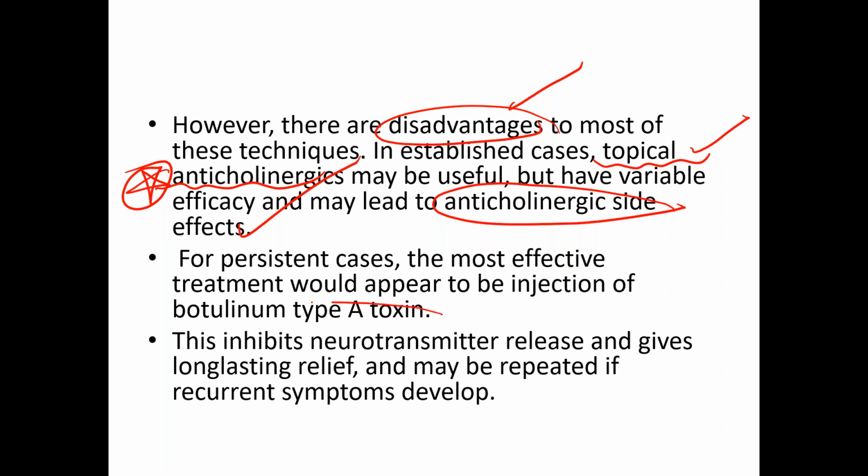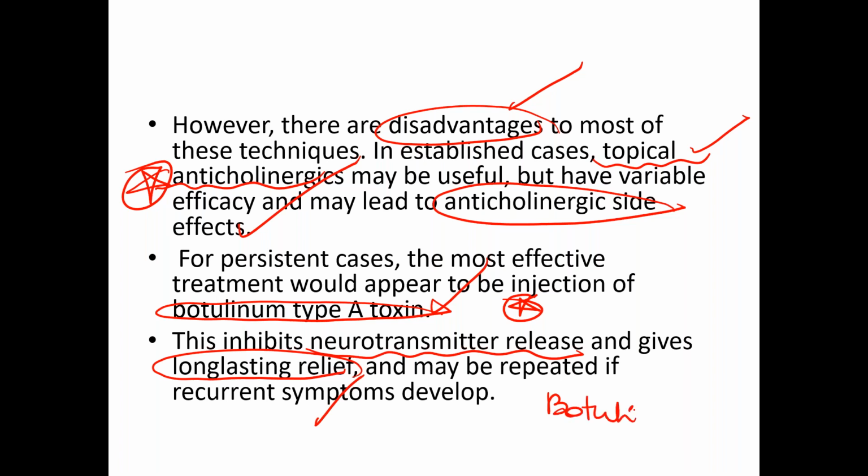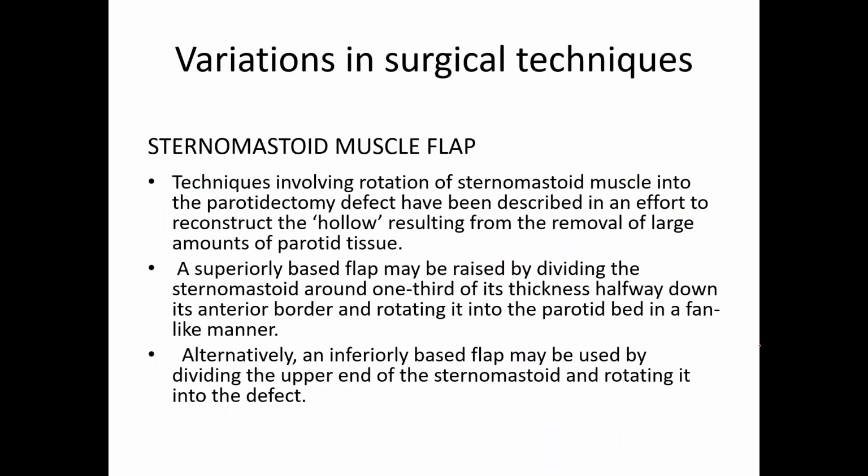In persistent cases, what would you do? Injection of botulinum type A toxin, an anticholinergic. It inhibits neurotransmitter release and gives long-lasting relief, and may be repeated if recurrent symptoms develop. So what is the treatment for Frey syndrome? Botulinum type A toxin. Keep it in mind. That is very important.